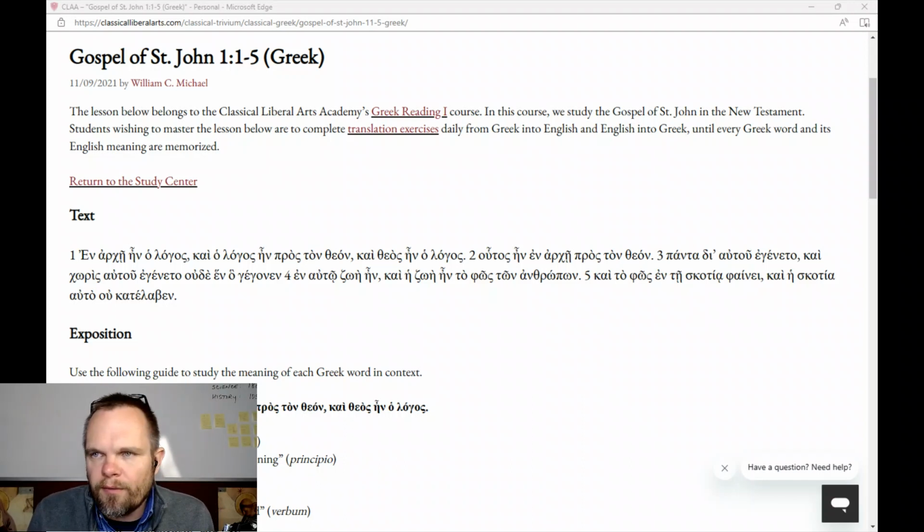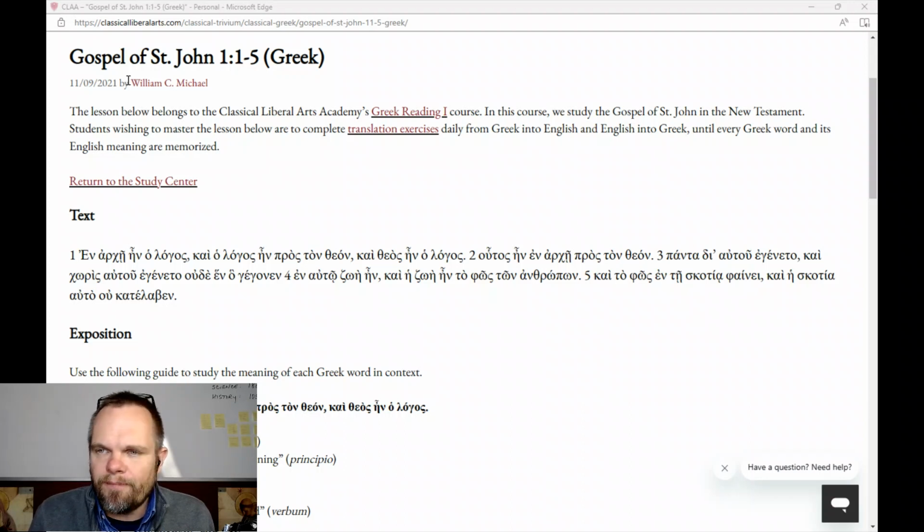a walk through the first lesson in our Greek Reading 1 course in which we study the Gospel of St. John. You can see on the screen here that the topic for this first lesson is the Gospel of St. John chapter 1, verses 1 through 5. And if you've studied Latin with us in the Academy, we follow the same exact process that we use to study Latin in reading the Gospel of St.